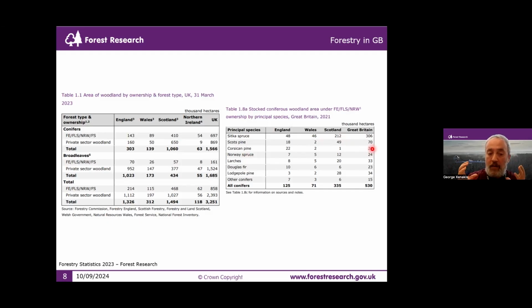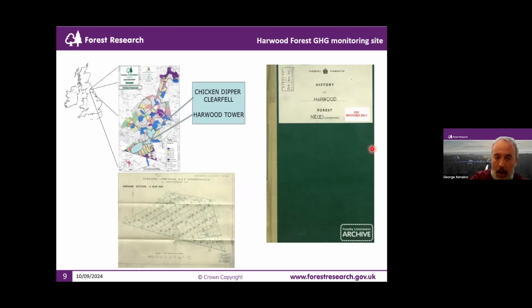So we think this is a very important element that we need to keep looking at, to see how it does in terms of carbon sequestration, how it grows, and how climate change is going to affect this particular type of forestry, because it is very essential and very big for the country. And so we have this area where we've been looking for many years. We've been monitoring it. It's called Harwood Forest, which is located in Northumberland, a little bit north of Newcastle.